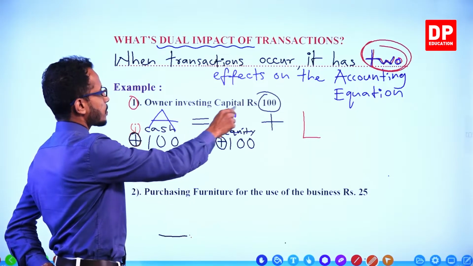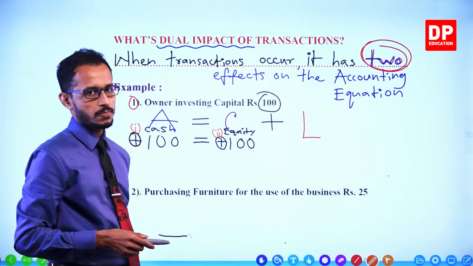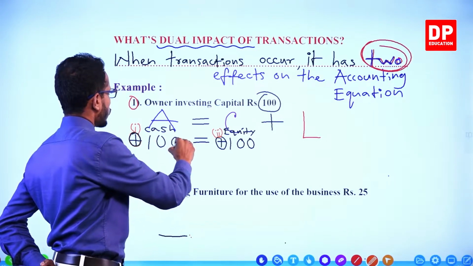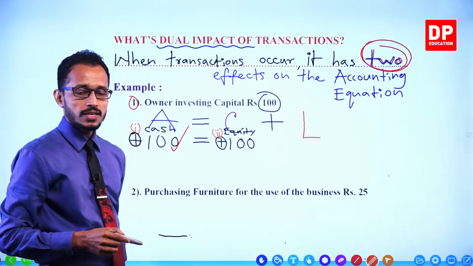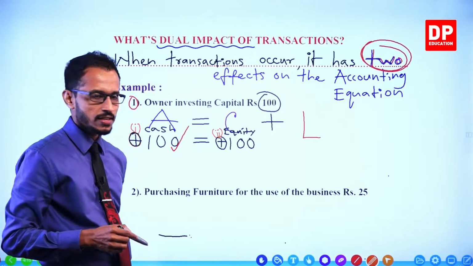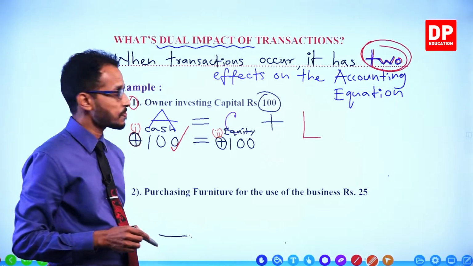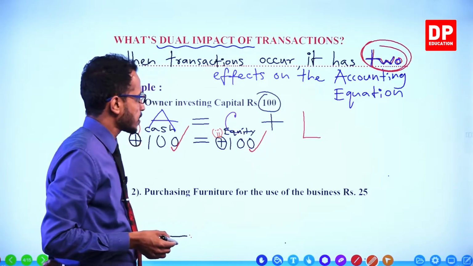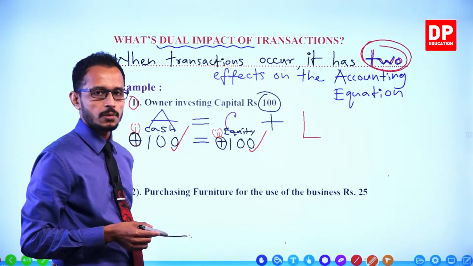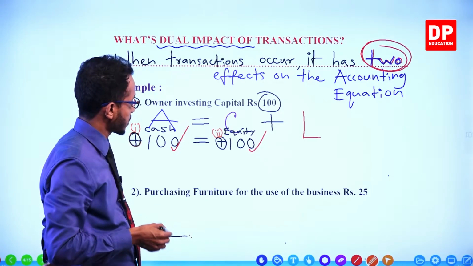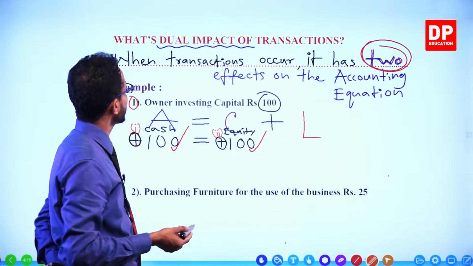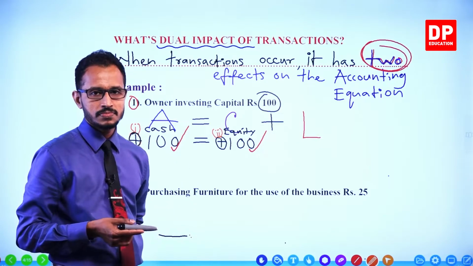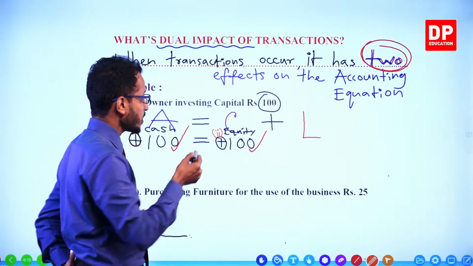Owner investing capital rupees 100. And very simply, the first entry is increasing of an asset, that is increasing of cash. And the second entry is an increasing of capital. So the double entry or the dual impact is recorded now under the accounting equation.